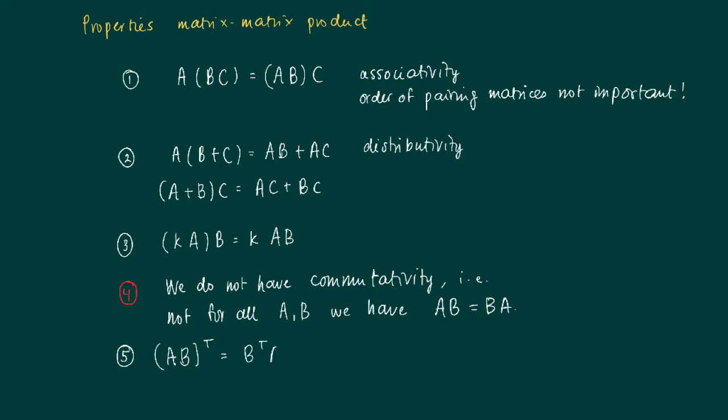So, finally, the final property: if we take a product and transpose the product of two matrices, then we may calculate it as the matrix B, the latter matrix, transposed, times A transpose. So here the order truly matters, which should be clear by following the red thread, so that we do not have commutativity. So you cannot interchange A and B in a product automatically.